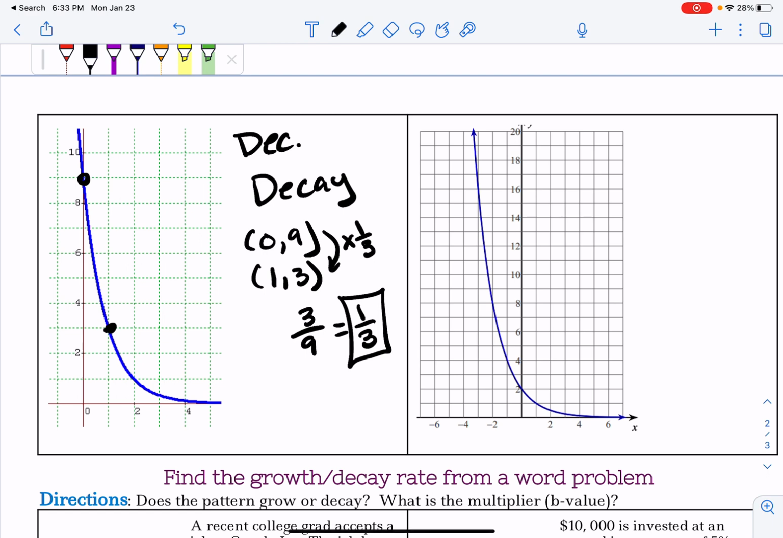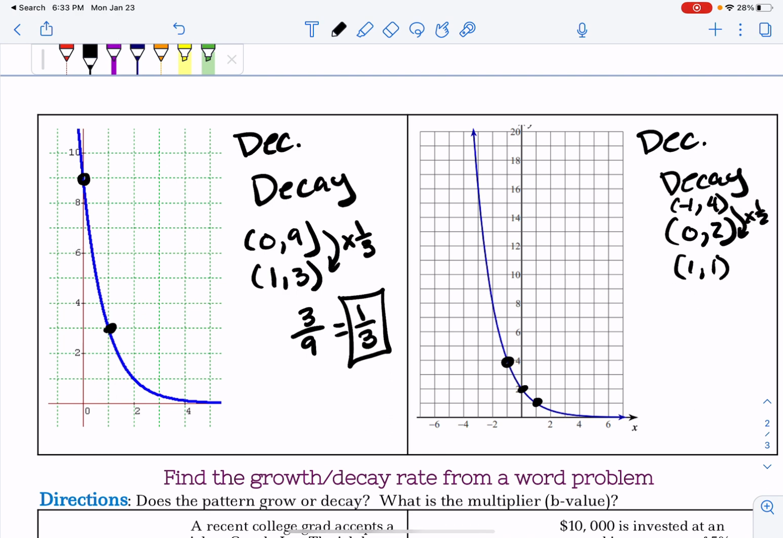This next graph is also decreasing as we read from left to right, which goes with decay for exponential functions. The first point I see here is (0, 2). If we look up, negative 1 appears to be at 4. So that would actually be the next point here: (-1, 4). And then (1, 1). So this appears to be a multiplier of 1/2.